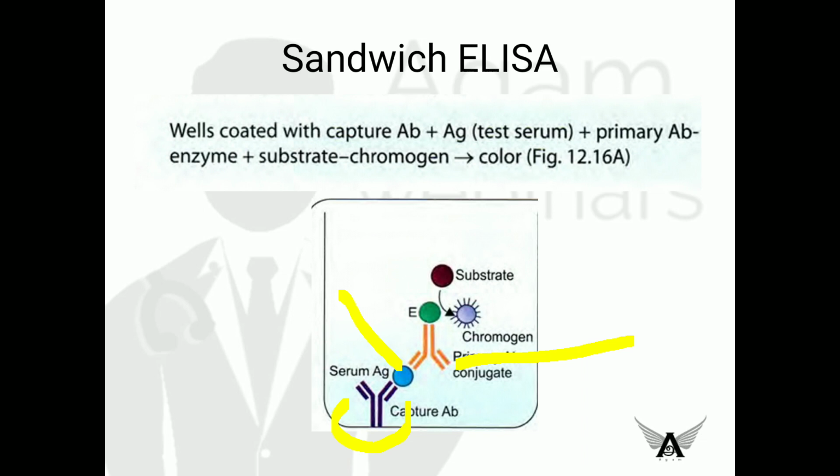Okay, why is it called sandwich ELISA? Because this antigen is sandwiched between two antibodies, so it is called sandwich ELISA. What is direct sandwich ELISA? In indirect, what do we use? We use a secondary antibody conjugate. That is the difference between direct and indirect sandwich ELISA. Okay, that's all about ELISA.